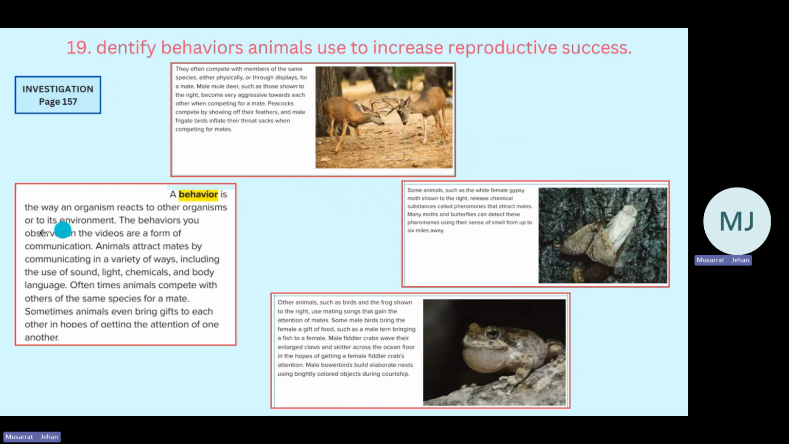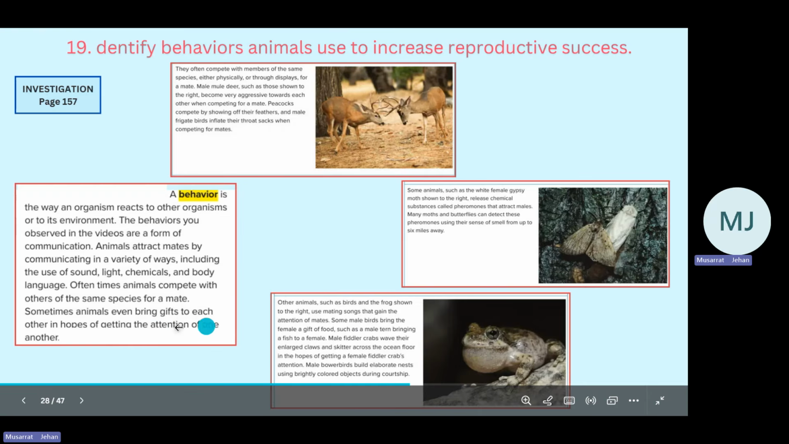So behavior is the way an organism reacts to other organisms or its environment. The behaviors you observed in the video are a form of communication. Animals attract mates by communicating in a variety of ways. How? They use sound, light, chemicals and body language. Oftentimes, animals compete with others of the same species for a mate. They fight, they are aggressive, they compete. Sometimes animals even bring gifts to each other so that they can get each other's attention.